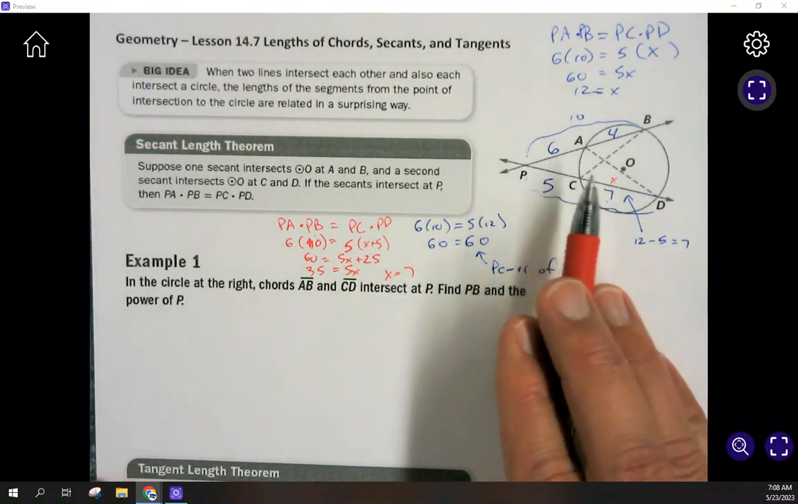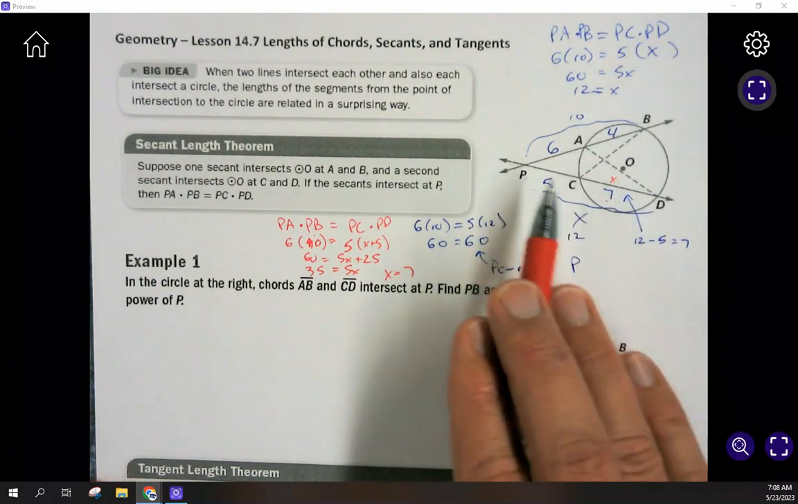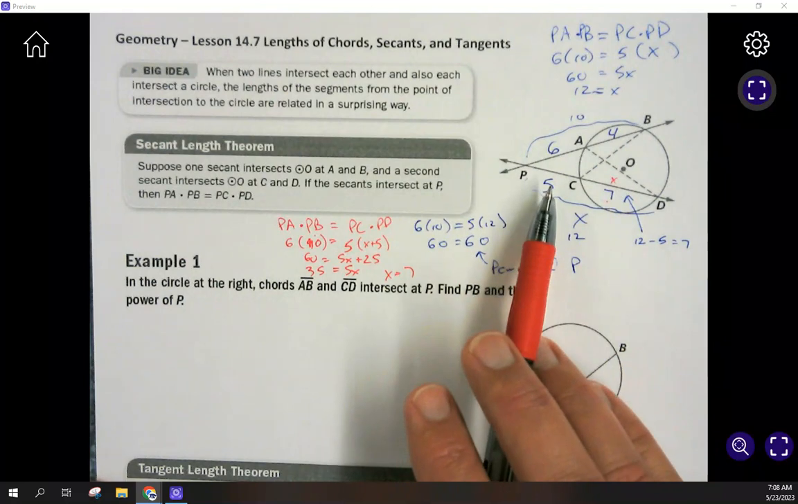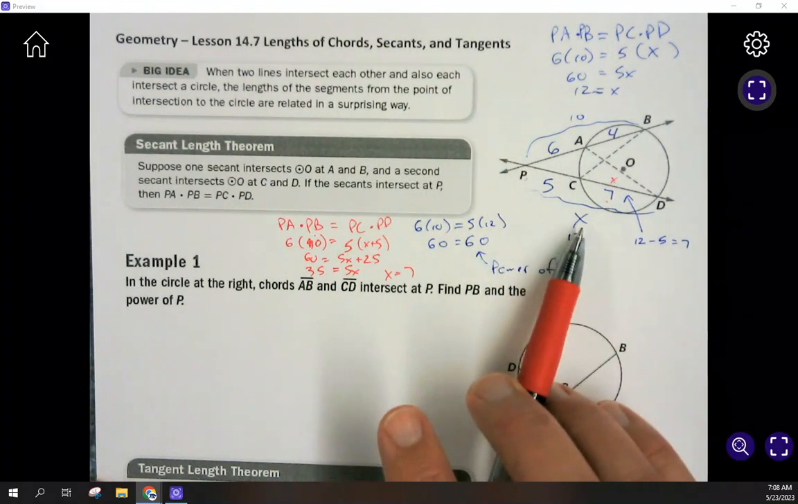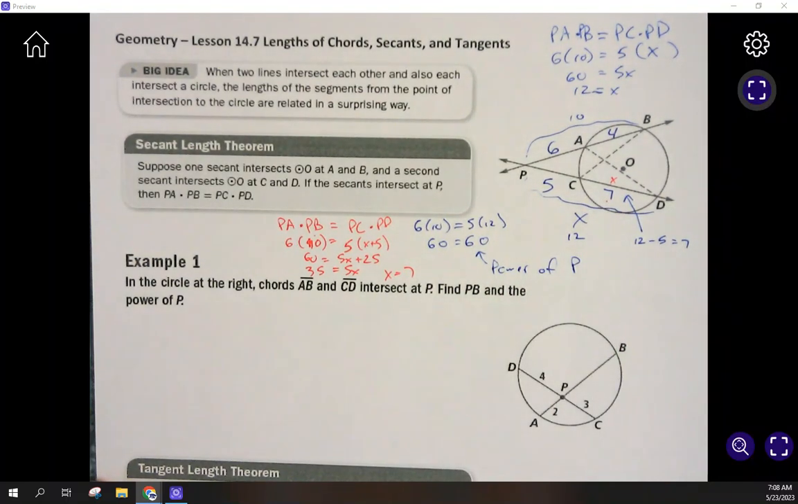If you call this x, don't go 5 times x. That would be 5 times the whole thing, which is x plus 5. Otherwise, do it like we did originally. That's what I would recommend. It's 5 times the whole thing. The whole thing's x. We found out that it was 12, and then once you know the whole thing is 12, you can subtract them to figure out it's 7.